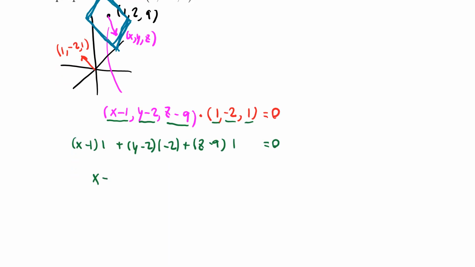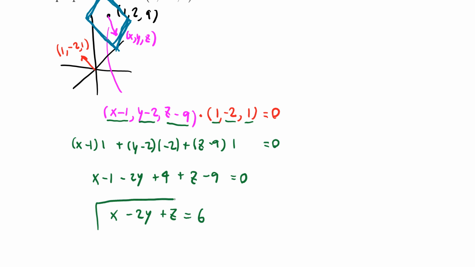I'm going to have x minus 1 minus 2y plus 4, and then plus z minus 9 equal to 0. Now let me collect the x, y, and z. I'm going to have x minus 2y plus z equal to, let's see, 4 minus 1 minus 9. I'm going to get negative 6. So if I move that to the right-hand side, I'm going to get a 6 here. So this is the equation of the plane that I want.